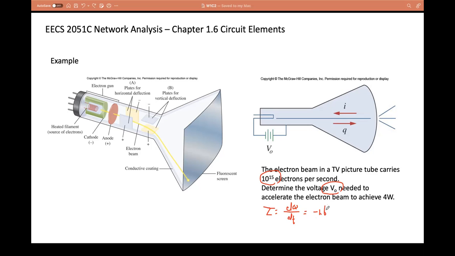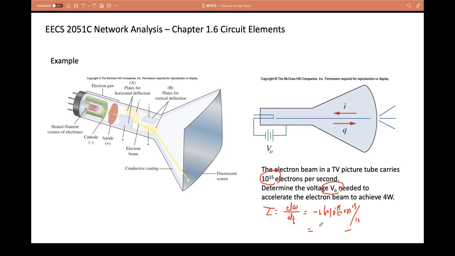Negative 1.6 times 10 to the power of negative 19 coulomb. That's 1 electron charge. And we have this many per 1 second. So we have times 10 to the 15. This is a number over 1 second. Isn't that perfect? Coulomb over second, exactly what we want.